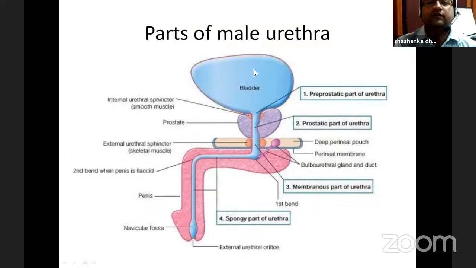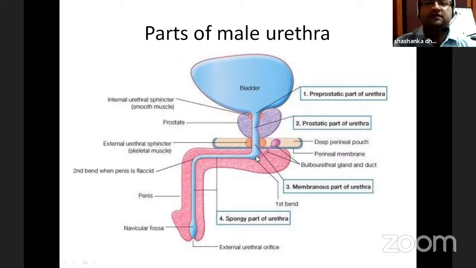So this is the diagram. The bladder, a short pre-prostatic part of the urethra, then the prostatic part surrounded by the prostate. After that, the membranous urethra, surrounded by the external urethral sphincter, shown in orange here. And this is the deep perineal pouch. The bulbourethral gland is located here in the deep perineal pouch.